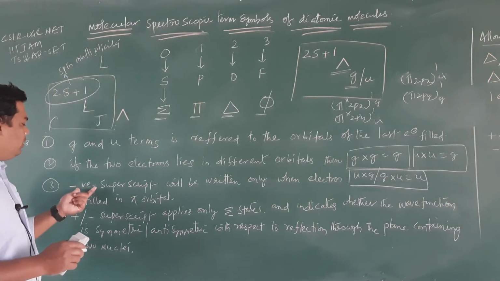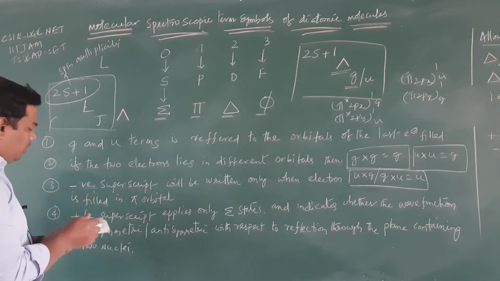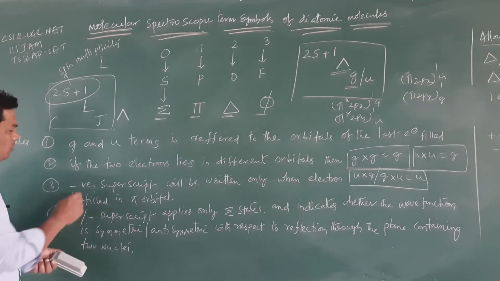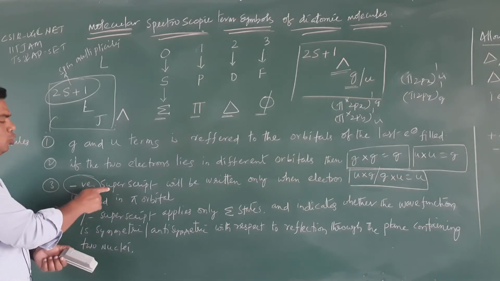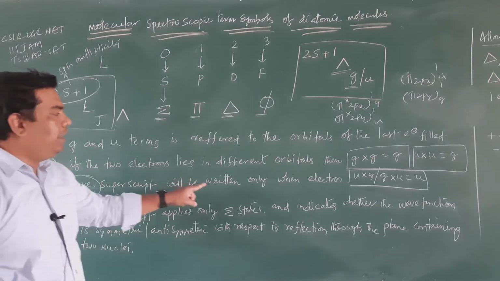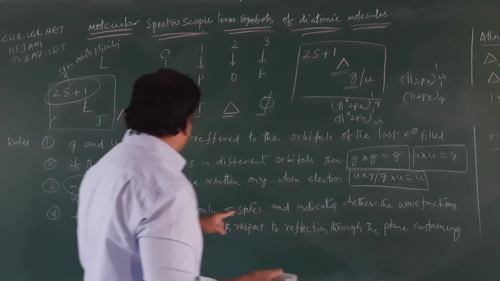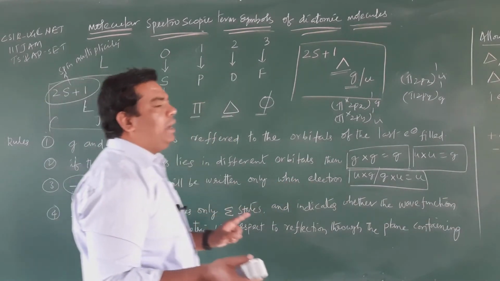The third rule is the negative superscript. The negative superscript will be written only when the electron is filled in a pi orbital.